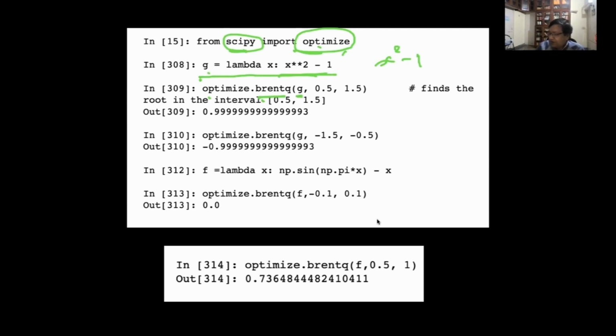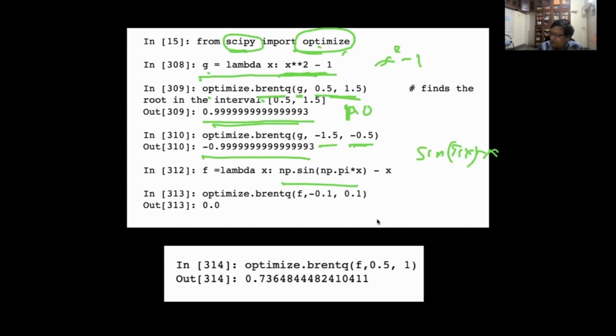It could have more than one root. In fact, it has two values, minus 1 and plus 1. So I need to specify in which regime I want the root. So 0.5 to 1.5 will give us 1.0 as my value. The answer it gives is 0.99999, so it basically is 1.0. Okay. Now, if my bracket is minus 1.5 to minus 0.5, then I'll get minus 1 as the solution.